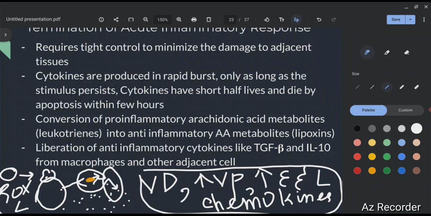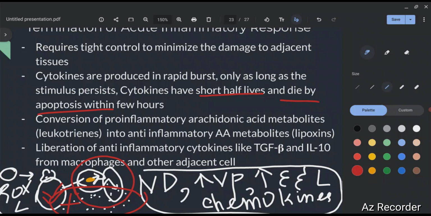Okay, so what happens once this offending agent has been eliminated by your leukocytes? This cell which was producing cytokines and chemokines will stop producing them. So there won't be production of any new cytokines, right? And what about those cytokines that have already been secreted by the cell? Those cytokines have very short half-lives and they die by apoptosis. Okay, so new cytokines are not being produced and the old ones are dying by apoptosis.